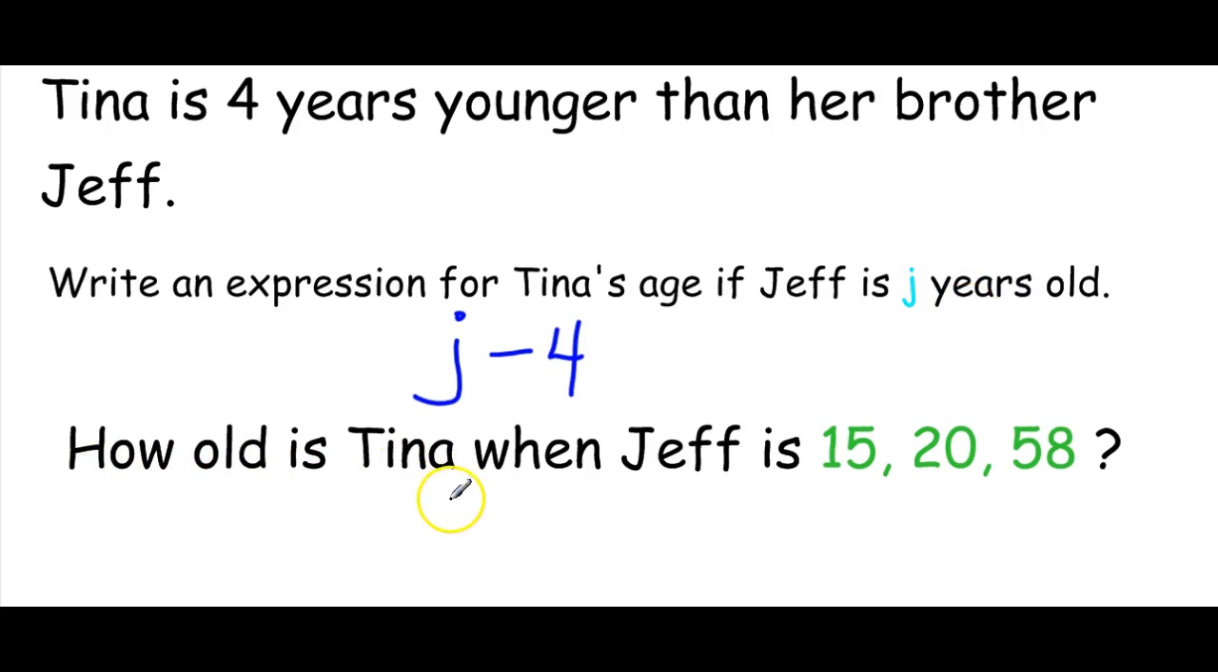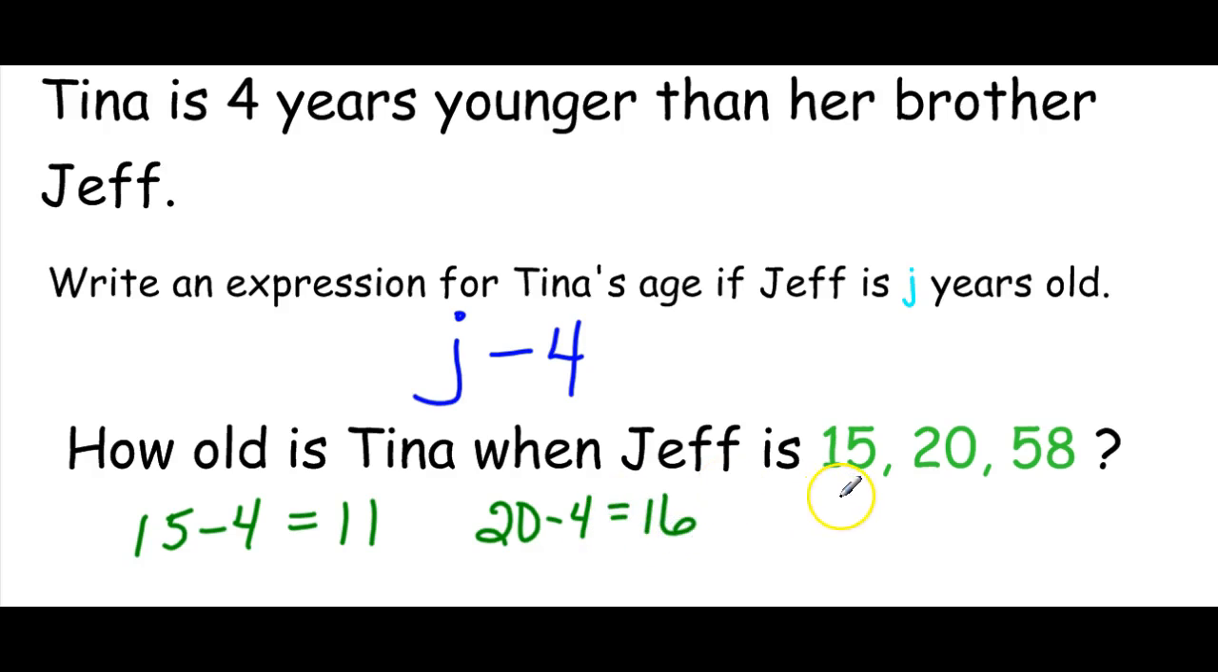Tina is 4 years younger than her brother Jeff. How old is Tina when Jeff is 15? So now what I'm asking you to do now is evaluate this expression using the values that they gave us. So we're going to put a 15 in here. So 15 minus 4 equals, so Jeff is 15. That means Tina is 11. If Jeff is 20, 20 minus 4, then Tina is 16. If Jeff is 58, then 58 minus 4, Tina is 54. And that's how we use expressions.